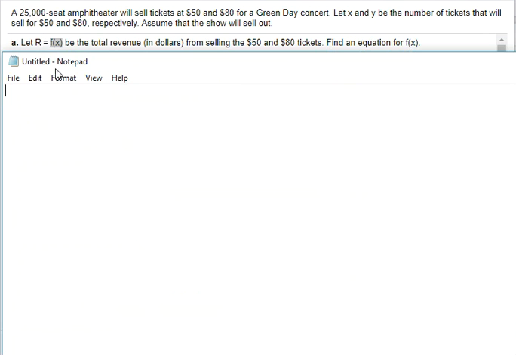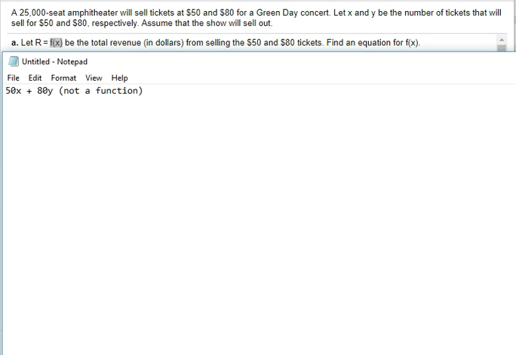Function notation, R equals f of x. So the very first thing that I know is that the revenue would be the sum of the $80 tickets and $50 tickets. And I know that if I was going to write this as 50x plus 80y, I wouldn't be able to write it in function notation because there are two variables. So instead of two variables, I need one variable to get function notation, so I need to think about it in a different way.